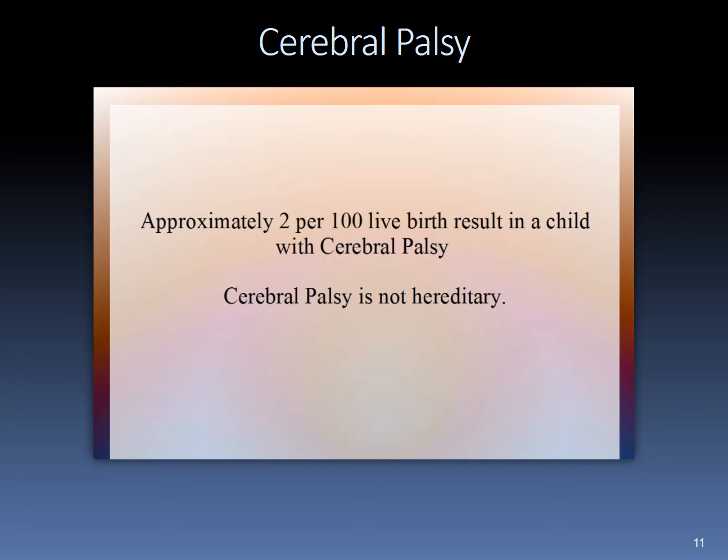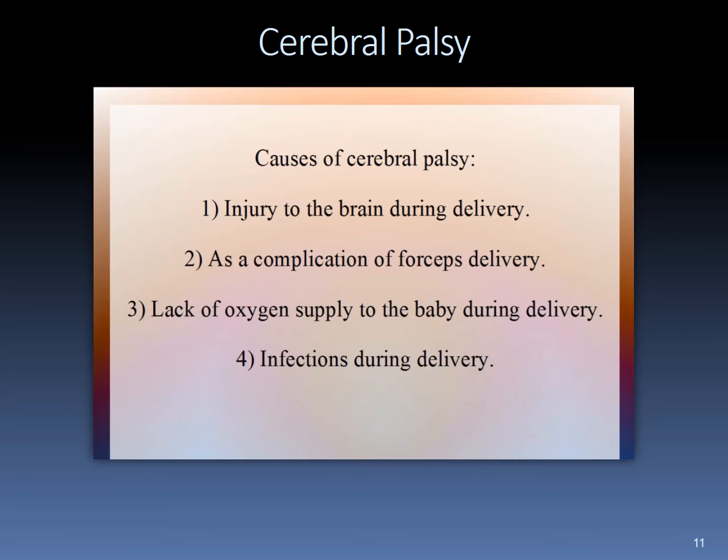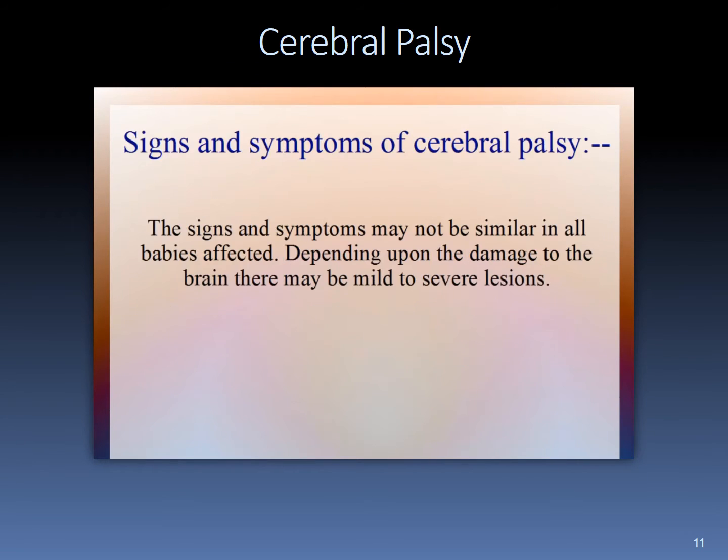Approximately 2 per 100 live births result in a child with cerebral palsy. Cerebral palsy is not hereditary. The causes of cerebral palsy include injury to the brain during delivery, as a complication of forceps delivery, lack of oxygen supply to the baby during delivery, and infections during delivery.